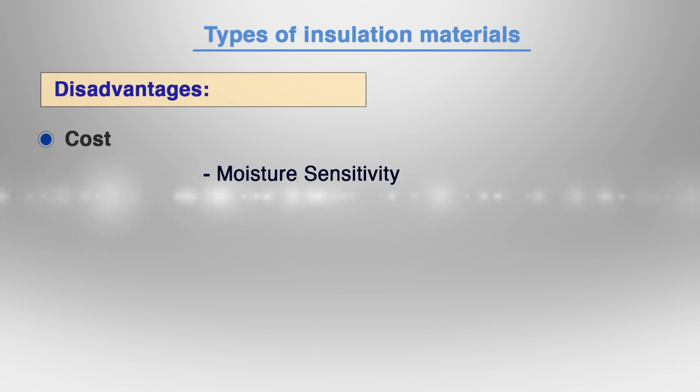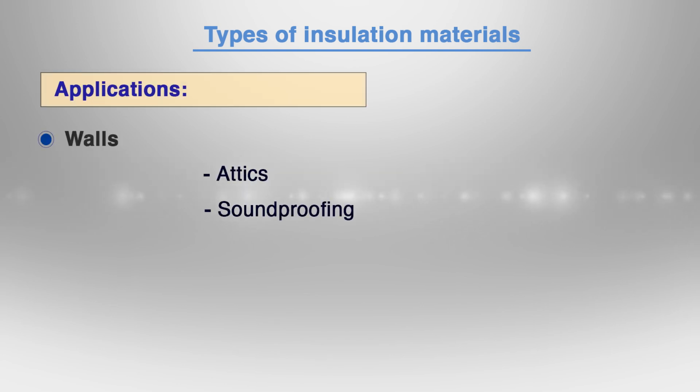Moisture sensitivity: it can absorb moisture if not properly protected. Cotton has some applications. It is used in walls, both interior and exterior walls. It is also used in attics, laid out on attic floors. It has soundproofing properties, ideal for reducing noise between rooms. Installation technique: cotton insulation is available in batts which are easily cut and fitted into place. It is typically installed in the same manner as fiberglass and mineral wool.